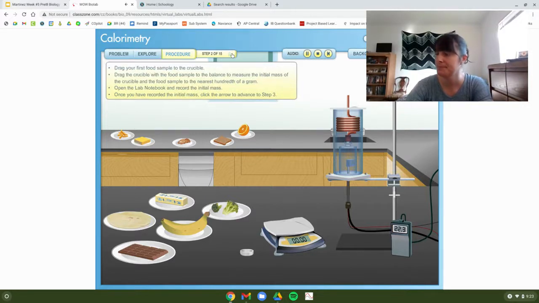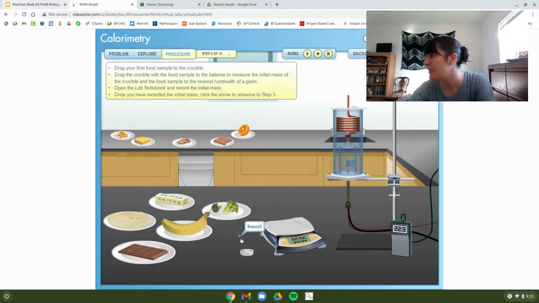Drag your first food sample to the crucible. Drag the crucible with the food sample to the balance to measure the initial mass of the crucible and the food sample to the nearest hundredth of a gram. Open the lab notebook and record the initial mass. Once you have recorded the initial mass, click the arrow to advance to step 3.